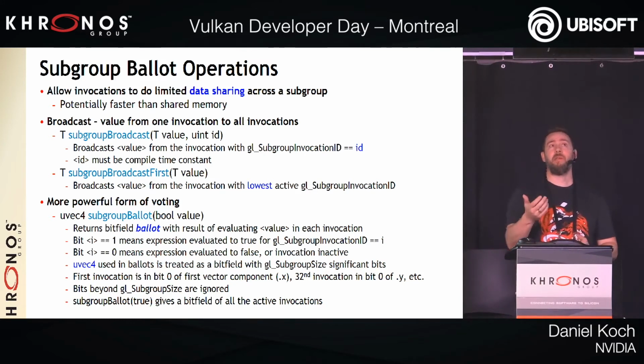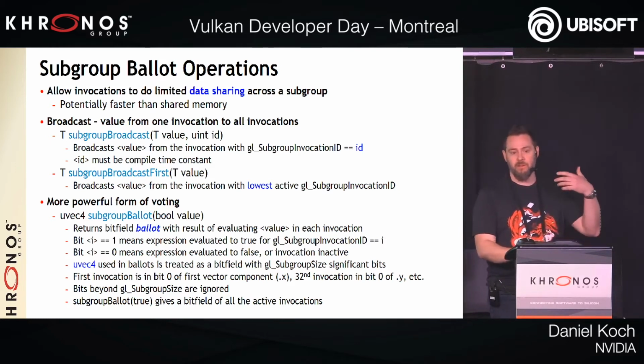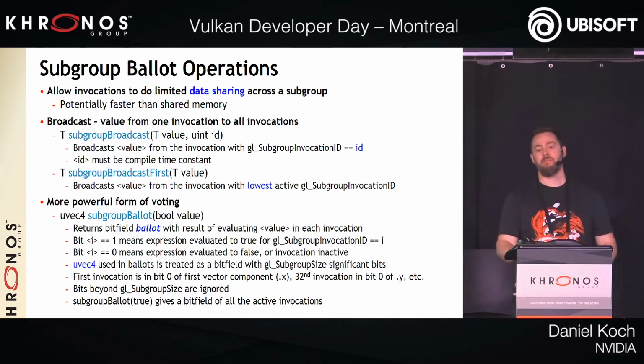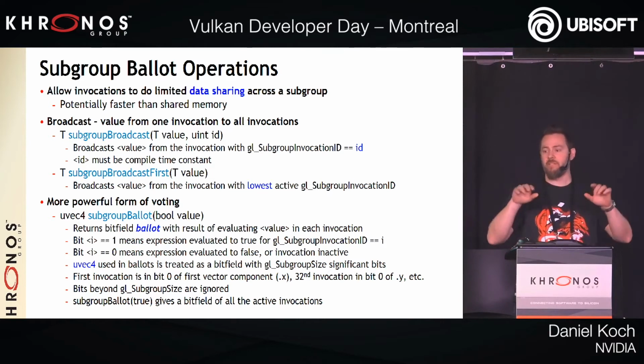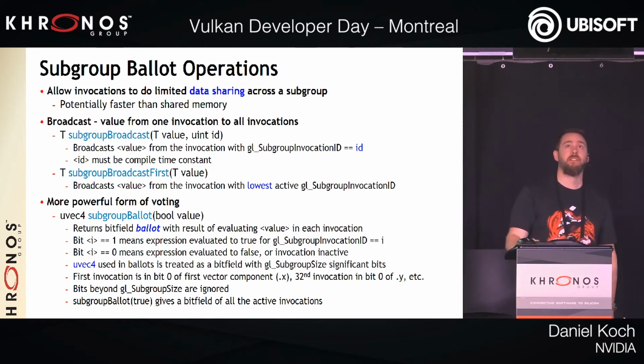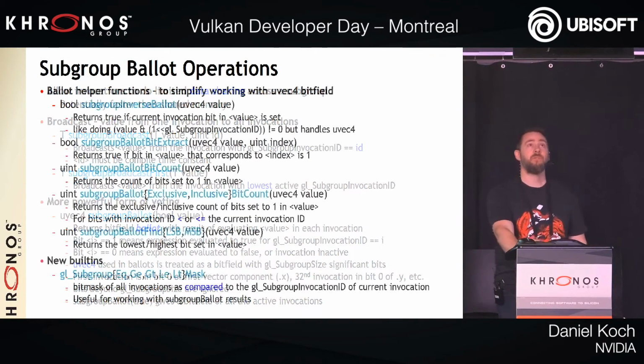And one thing to keep in mind is if you do subgroup ballot true, that gives you a bit field telling you all the threads that are currently invocation in this particular branch of code. So that's often useful to know which ones you can operate on.